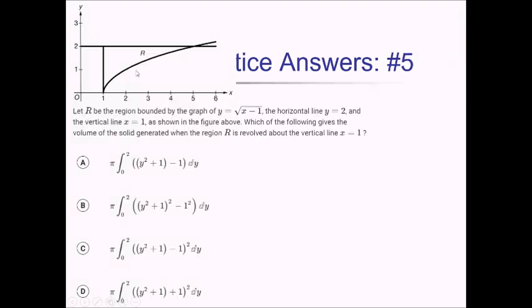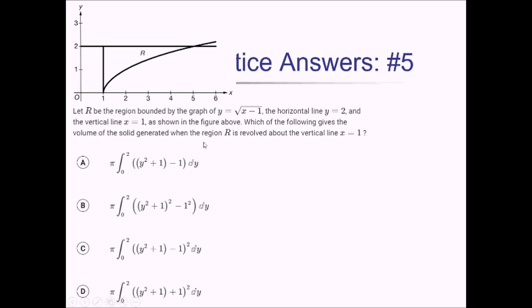For this problem, we have this region R bounded by the graph of y equals radical x minus 1, horizontal line y equals 2, and this vertical line of x equals 1. We want to know which gives the volume of the solid generated when R is revolved around the line x equals 1.